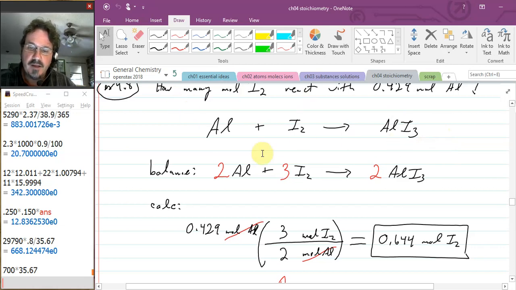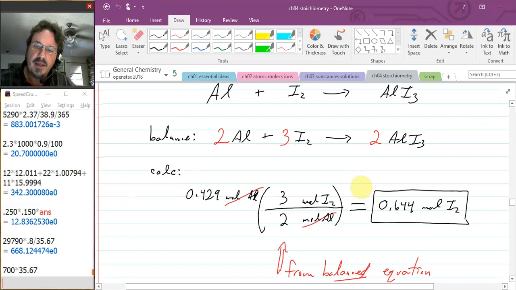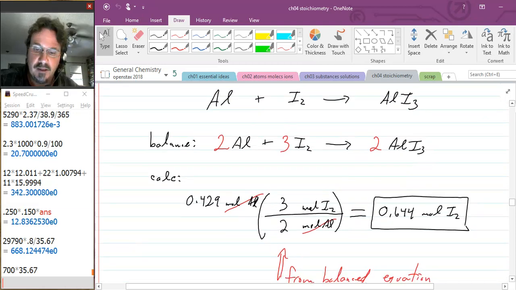But it's not balanced. I've got one aluminum on both sides, but here I've got 2 and 3. 2 and 3, odd even, multiply everything through by 2. Okay, and so if I add 2 aluminums and 2 of these guys, then I've got 6 iodides, which I can get by a 3 here. All right, so there I've got my balanced reaction. Now I can do my stoichiometry calculations.